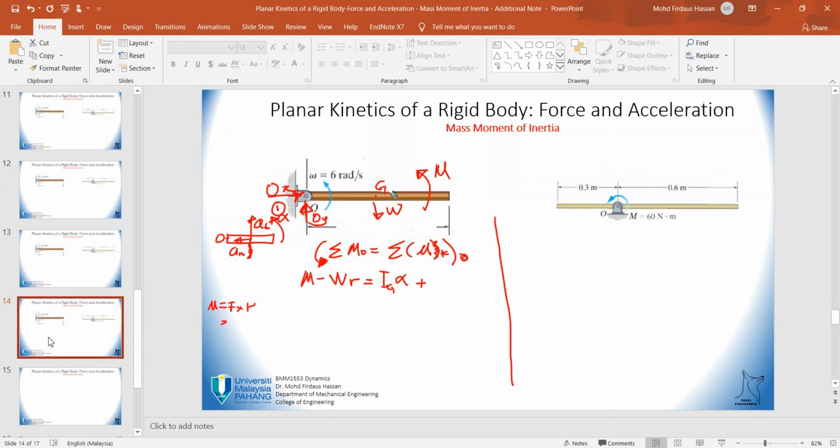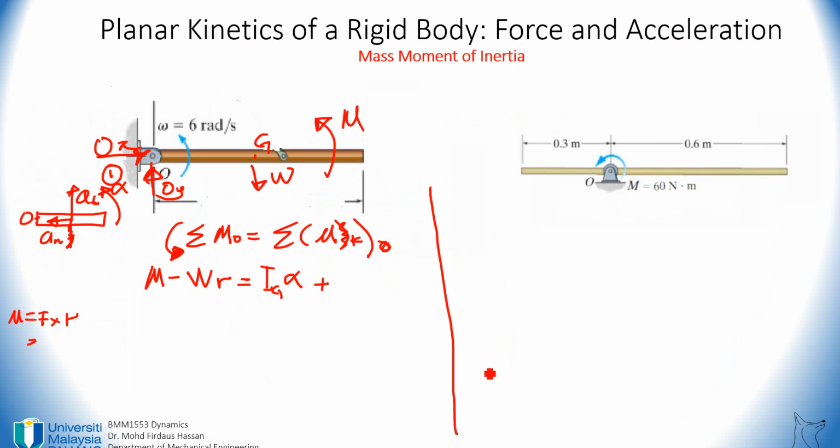F is mass times a times r. So that means for the at element, you have m times at, you get force, times r, the radius from point G to point O.